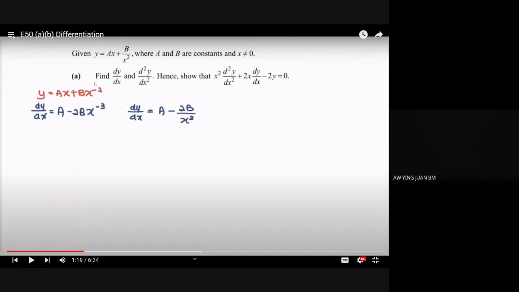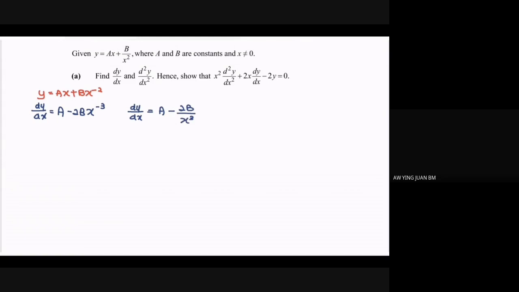So rujuk kepada soalan ni, ini adalah soalan apa? Soalan rules of differentiation. Okay, polinomial. Next, I'm going to further the discussion by finding the second derivative. Differentiate the first derivative and we will have second derivative.